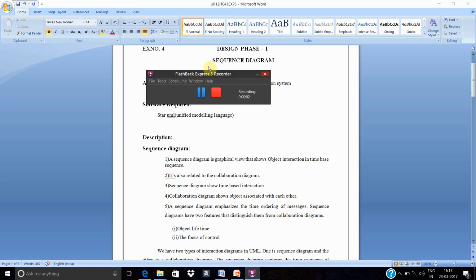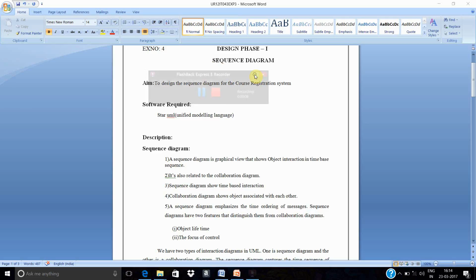Good morning everyone. Here I am going to present design phase 1 for the sequence diagram, to design the sequence diagram for the course registration system.